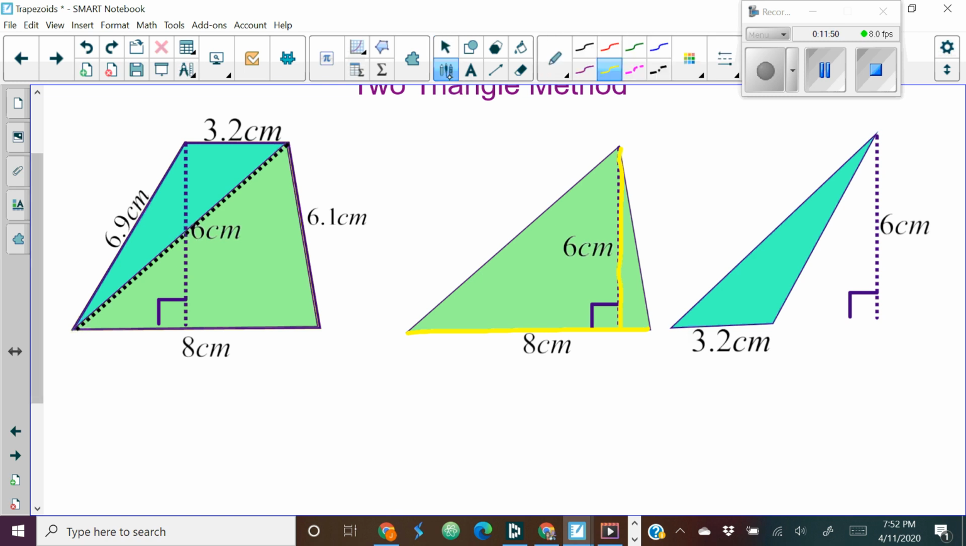This first one is a little bit easier than the second. I'm going to just do base times height. Eight times 6 and divide it by 2. And that's the beginning of the area. So 8 times 6, that's 48. Going to divide it by 2. So the area of that triangle is 24 centimeters squared.